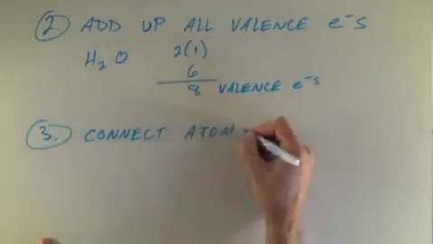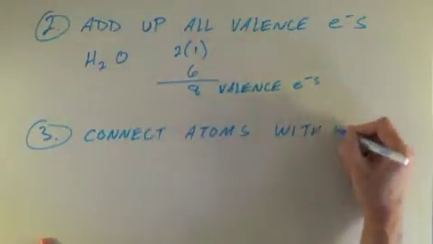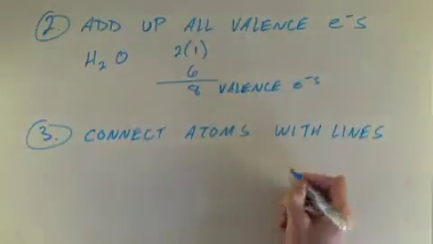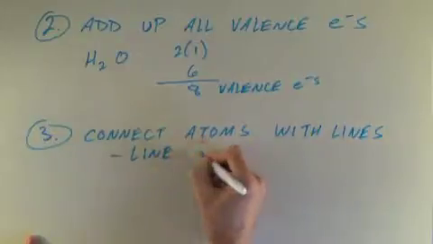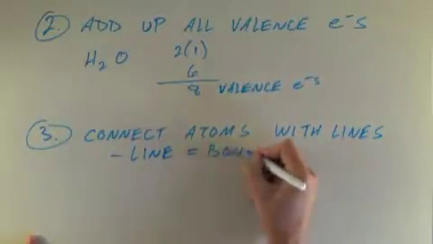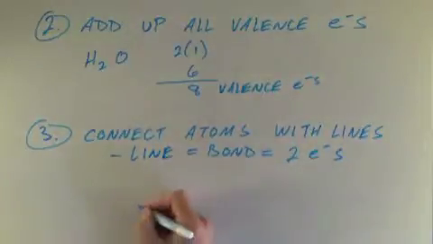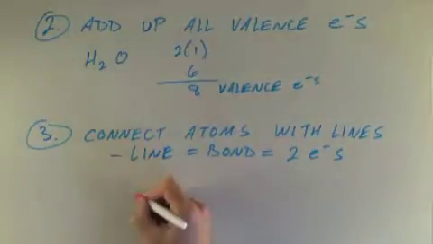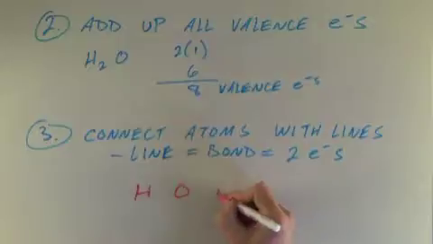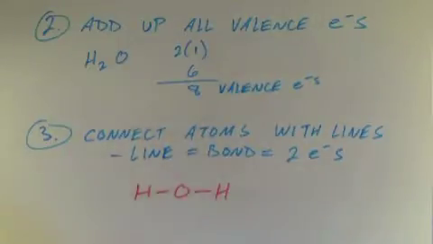So, connect the atoms with lines. They're going to be in a compound. There's going to be something connecting them. Connect them with lines first. A line is a bond. A bond represents 2 electrons, 2 shared electrons. So based on our pattern, there's 2 lines, right? Now, we've accounted for 4 electrons by doing that. We still have 4 more to account for.